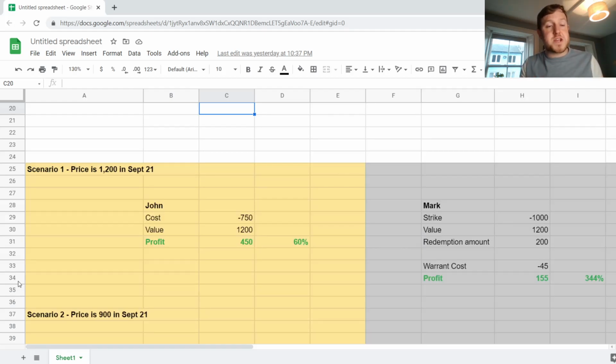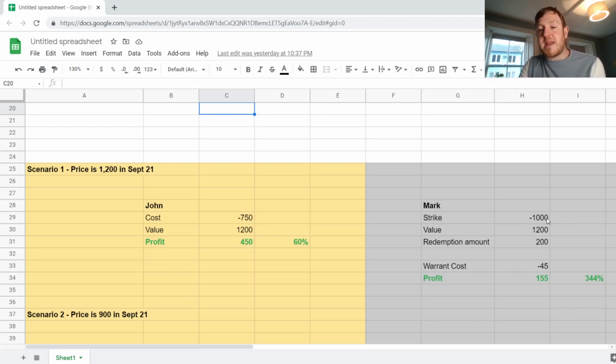So now let's have a look at two specific scenarios of what the price actually went to. Let's say in scenario one, the price goes to $1,200 per one stock of Tesla. So John, having bought his stock at $750, now has a value of $1,200. So he's making a profit of $450 at the moment, and this is a 60% profit he has made on his investment. And now let's compare it to Mark, who bought the stock warrants.